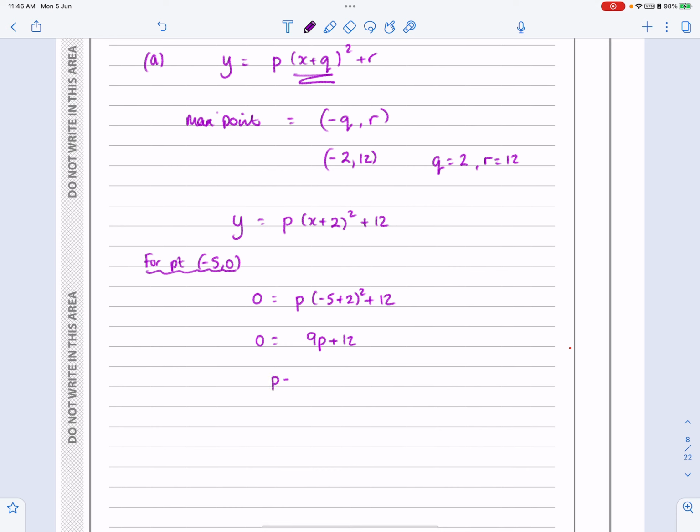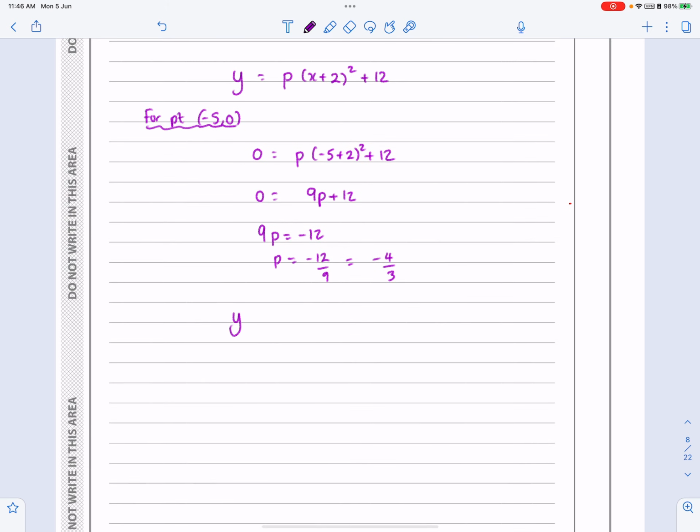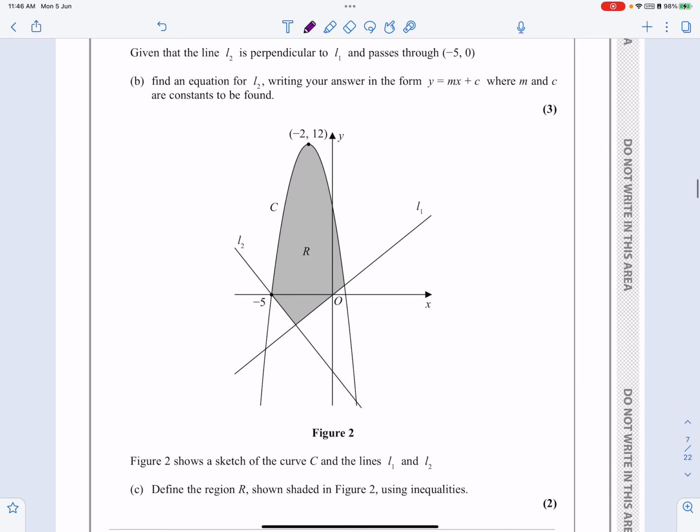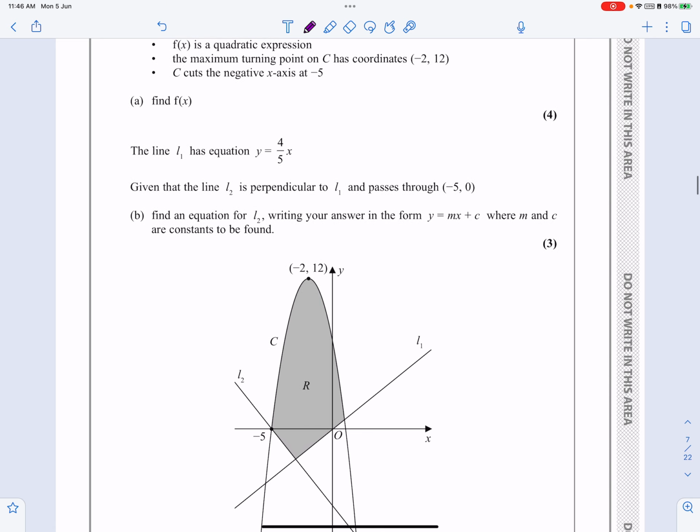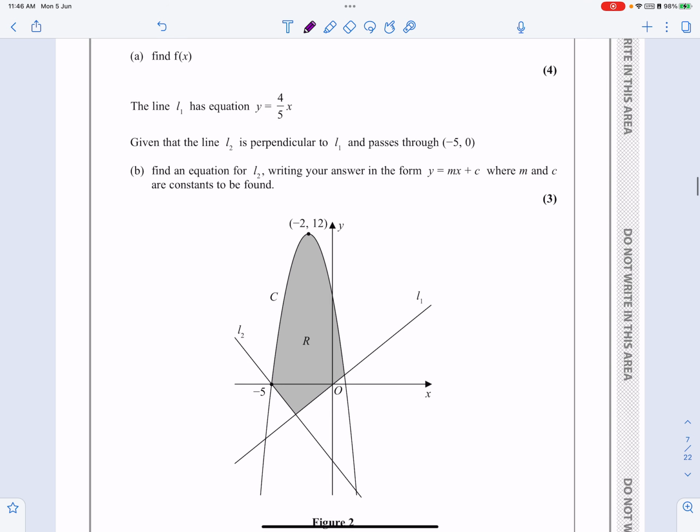So in other words, let's do it slowly, 9p works out to be minus 12, p works out to be minus 12 over 9, or better than that, minus 4 over 3. So now my function, I've got it, is y = -4/3 (x + 2)² + 12. So the original curve that we've got there works out to be equal to that. Okay, let's look at part B. Part B says we've now got this line L here with the equation y equals 4/5 x. Yeah, that seems to make sense.